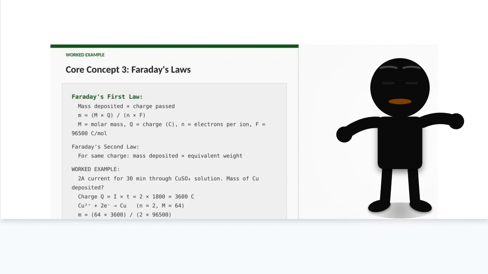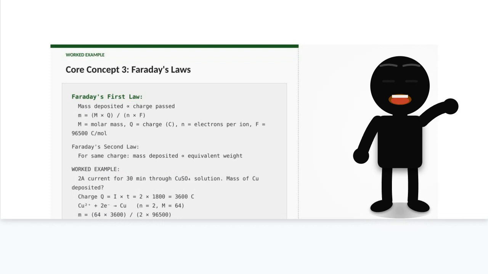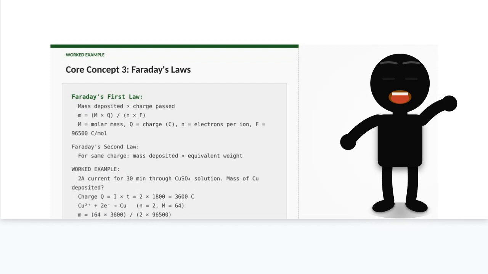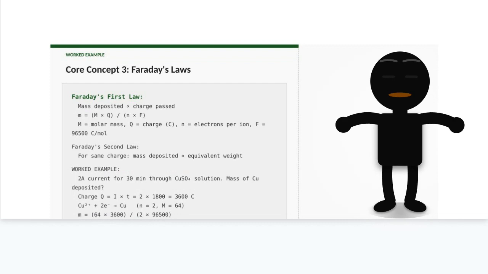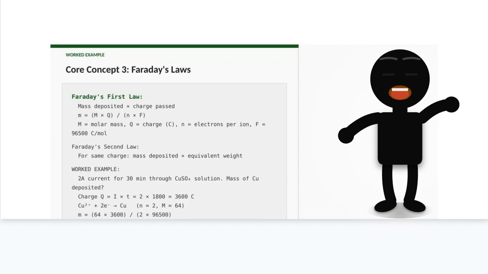In our worked example, 2 amperes for 30 minutes deposits copper from copper sulfate solution. We calculate charge as current times time equals 3,600 coulombs. Then substituting into the formula with N equals 2 for copper 2+, we get 1.19 grams of copper deposited. This calculation type appears frequently in NEET as a direct numerical problem.